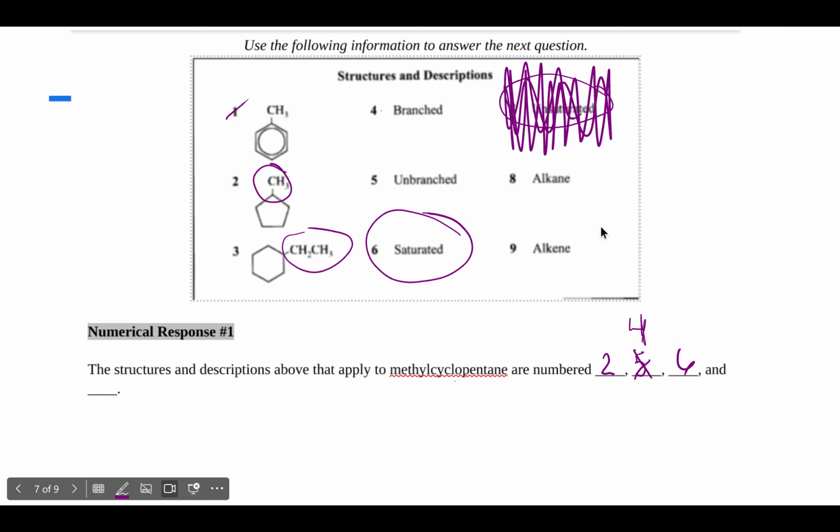So that would be 6. And then lastly, it's an alkane because there's all single bonds. So alkene means you have double bonds. We don't see any. So this last part is 8.